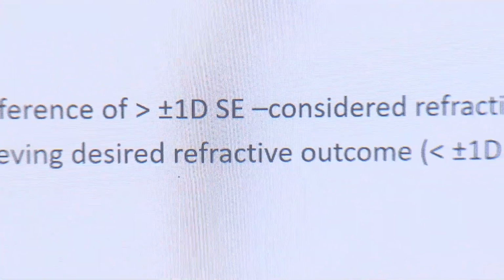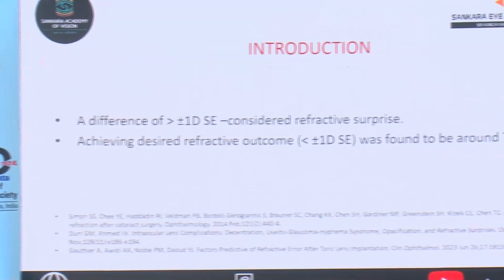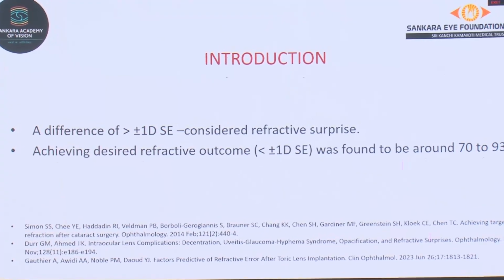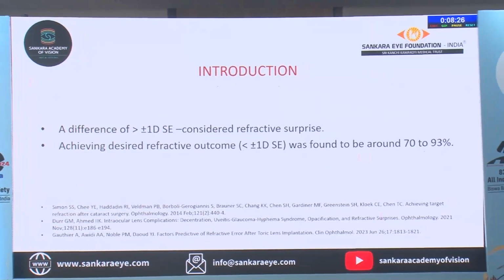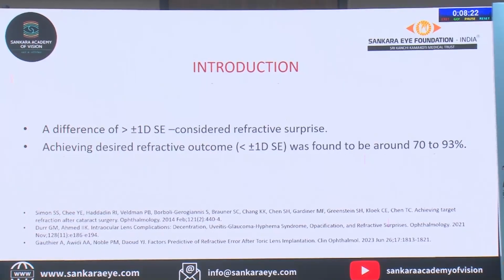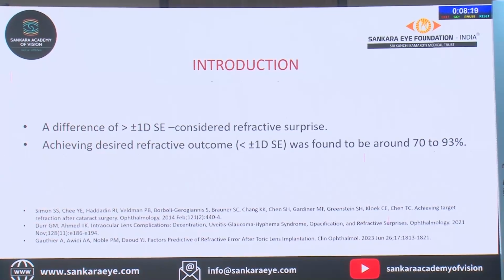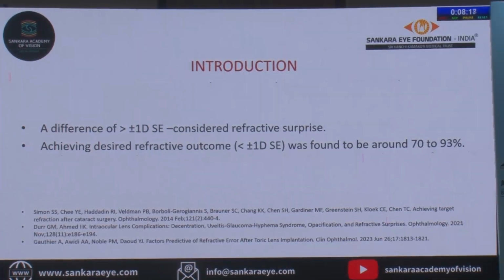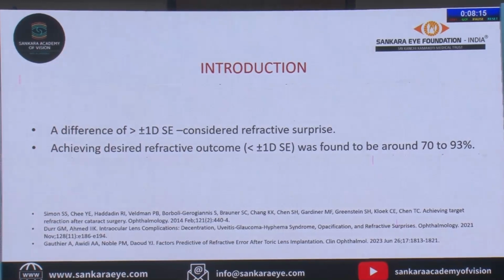I think reasonably we are okay with up to 0.5, and anything more than plus or minus 1 diopter, we should consider it as a refractive surprise. In case you have 0.5, 0.75, you can always adjust in the other eye so that you get a good binocular vision. But if it is more than 1, you know it is a surprise.